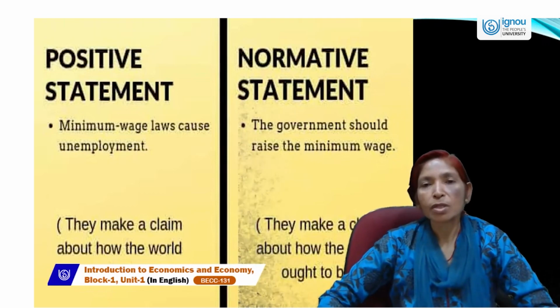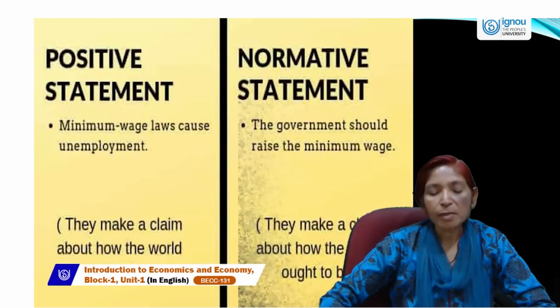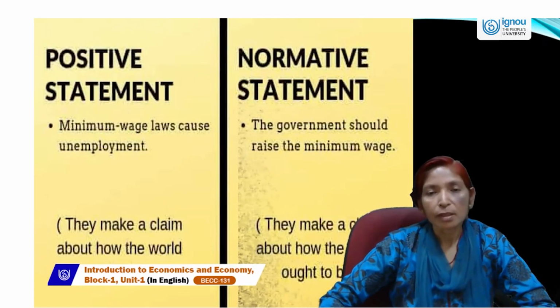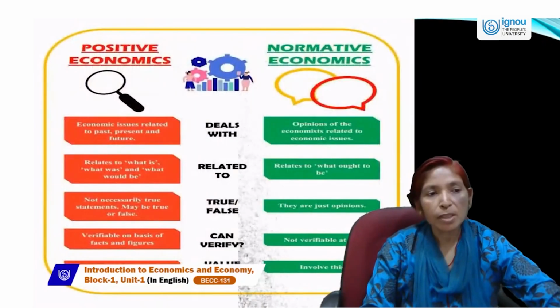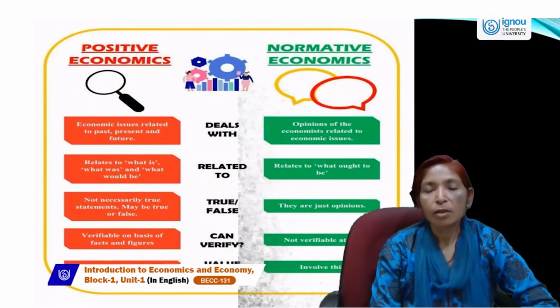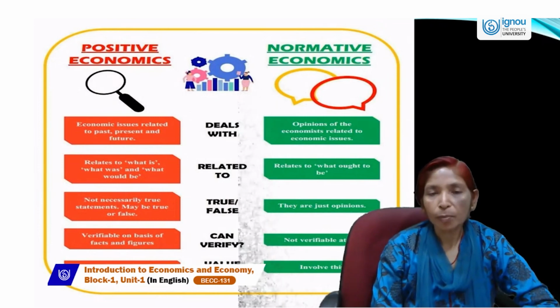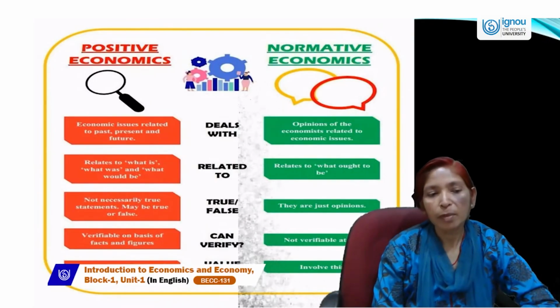In this, we study what to do, or what ought to be, or what should be. If the problem is related with what is, what was, and what will be, that is positive. And if we are studying what should be or what ought to be, that is normative. Positive economics always deals with past, present, and future. But normative economics deals with what should be and what ought to be. Or they are just opinion. Normative economics tells us just opinion. But a positive statement is not necessarily true. It may be true or may be false.